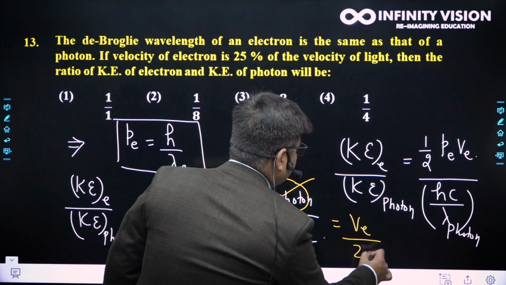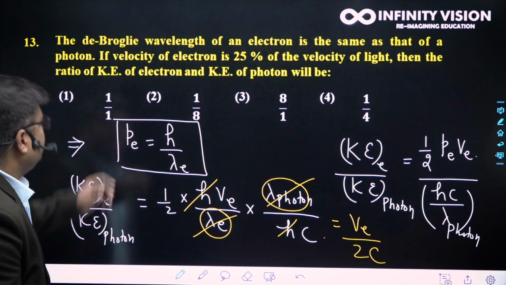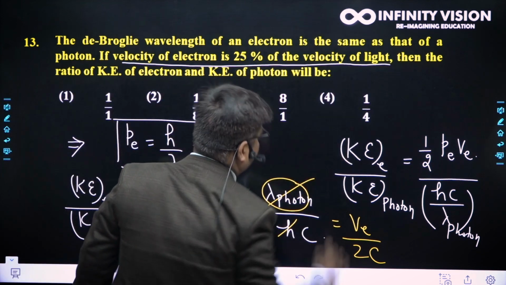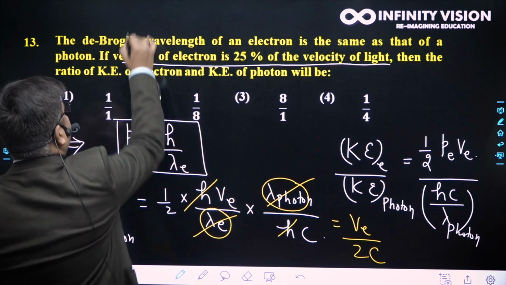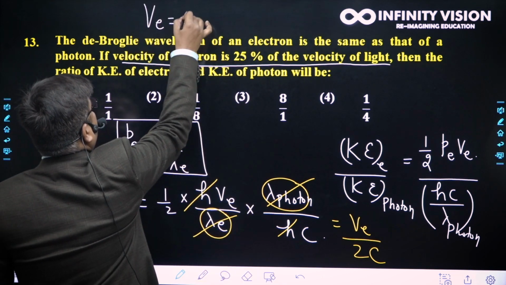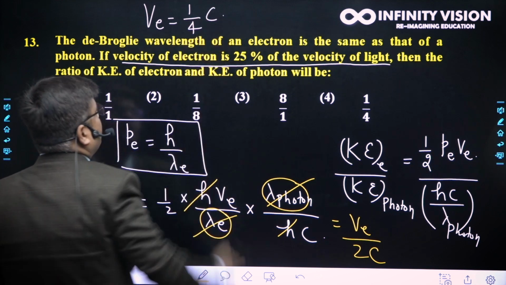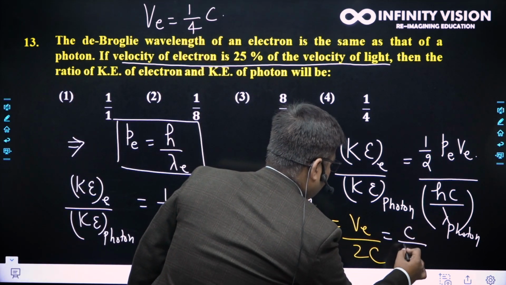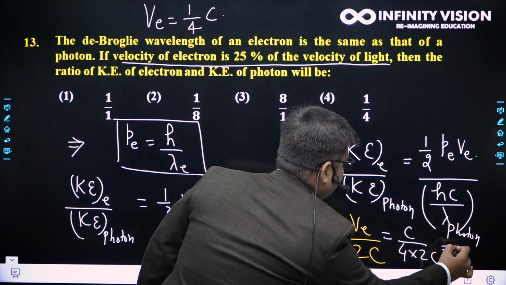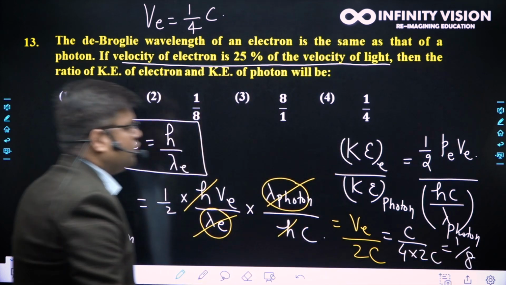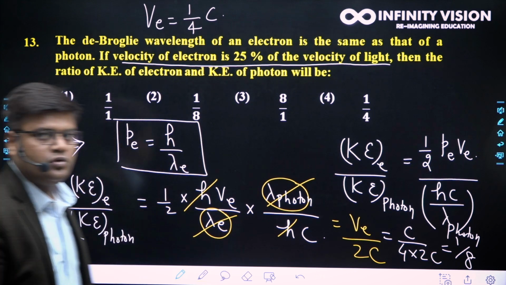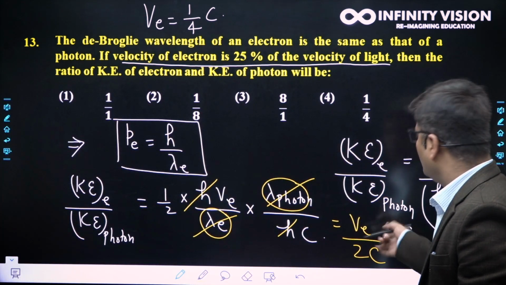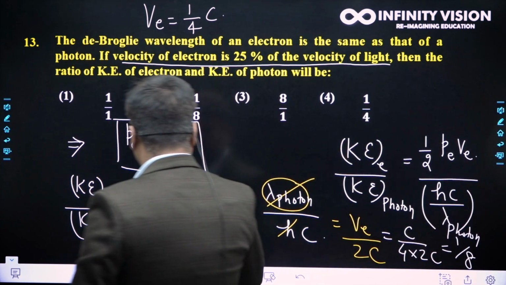Now in the question it is said that the velocity of electron is 25% of velocity of light, means velocity of electron is 1 by 4 times velocity of light, c by 4. So if we write here c by 4 into 2c, then we will get 1 by 8. So the ratio of kinetic energy of electron and photon, provided the de Broglie wavelength of both of them are same, is 1:8. So the correct option will be 1:8.